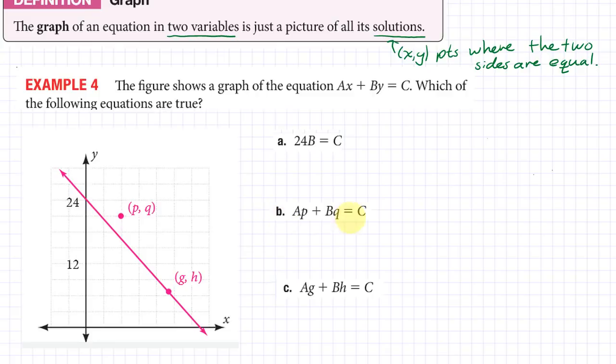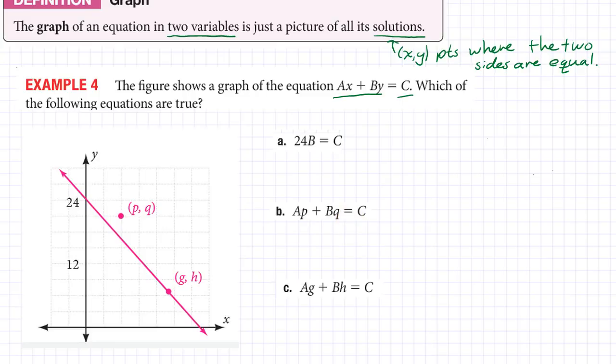I'm actually going to do part B first because I think it's more straightforward than A. Now the graph, the points on the graph here, on the line itself, those are xy points that make Ax plus By and C come out to be the same number. Now, we don't know what A and B and C are. There are some specific numbers that we don't actually know. And likewise, we don't know what P and Q and G and H are. But that's okay, because we can still answer this question.